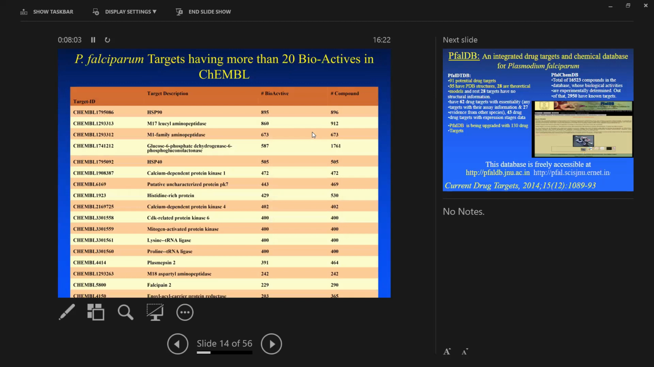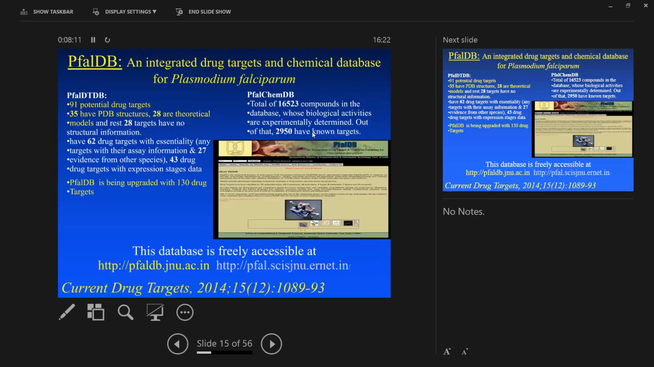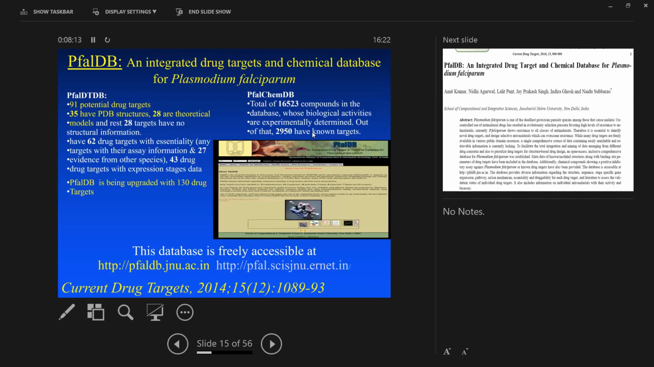So these are some of the compounds: Plasmodium falciparum, the target name, how many active compounds are there, how many unique, and how many total compounds are screened. And this is the PPL database which we published in 2014. At that time we got 91% targets. At that time we didn't have that much data available in the KMBL. Now in the KMBL database, every year a lot of active compounds are deposited.